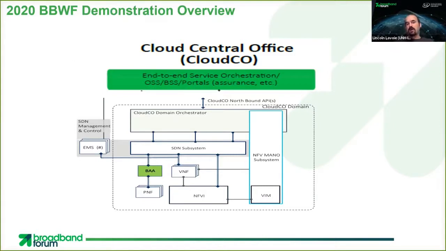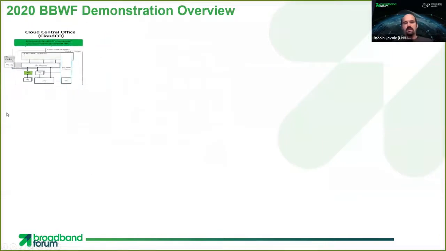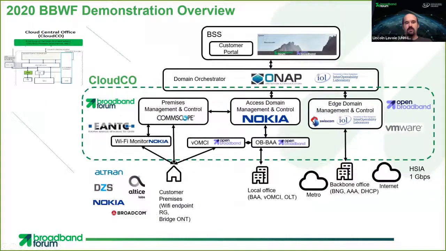The CloudCO architecture, as you can see, is developed from a framework for operators to move to deployments using disaggregation and virtualization concepts. Key to this architecture was standardized interfaces and APIs between the various components of the architecture. So if we dig into the architecture a little bit deeper from the context of the demo, we'll see that the team has actually built it while the layered structure remains intact.